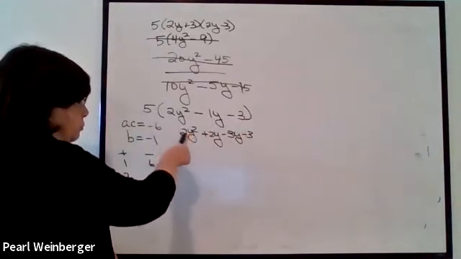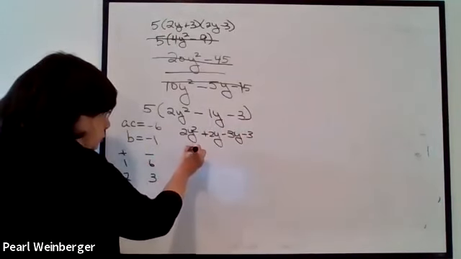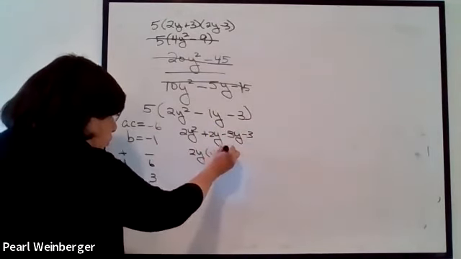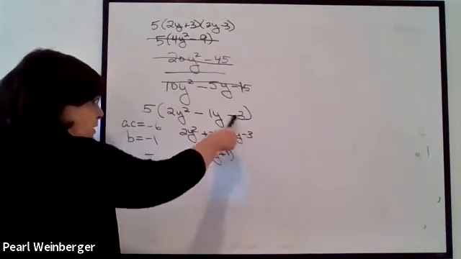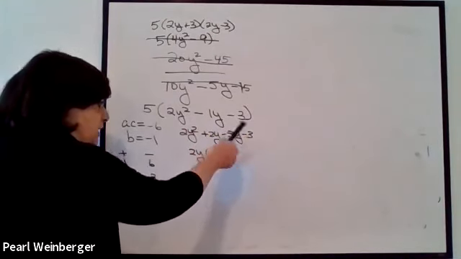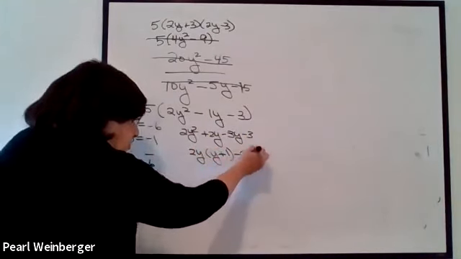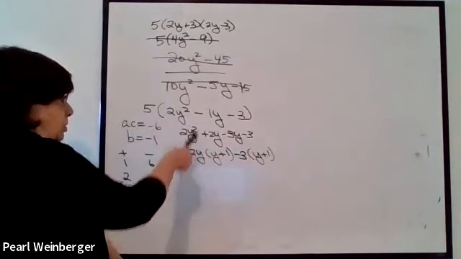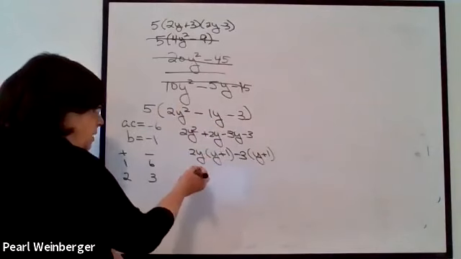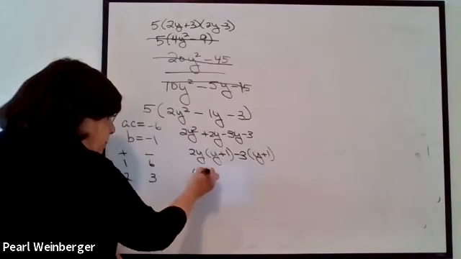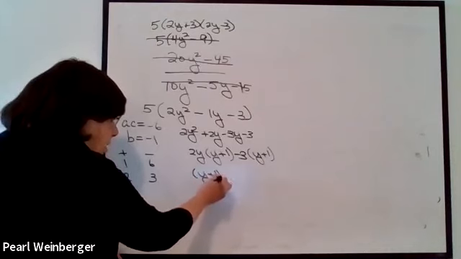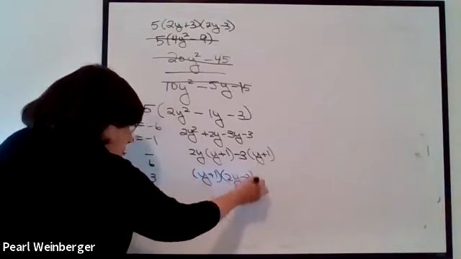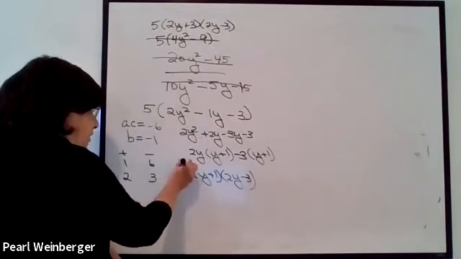And here in my first group, my common factor is 2y. So this becomes 2y times (y plus 1). And in my second group, my common factor is -3. And that also becomes (y plus 1). So this trinomial becomes (y plus 1) times (2y minus 3). And let's bring down that 5 in front of it.